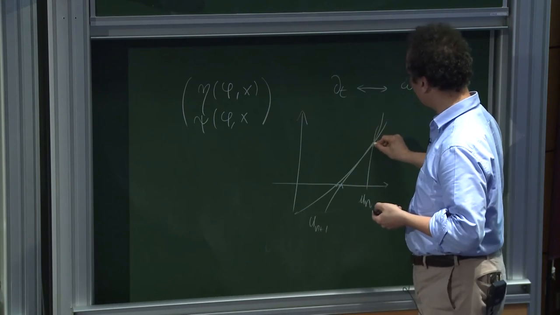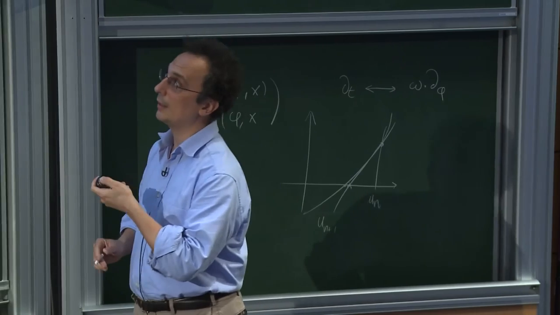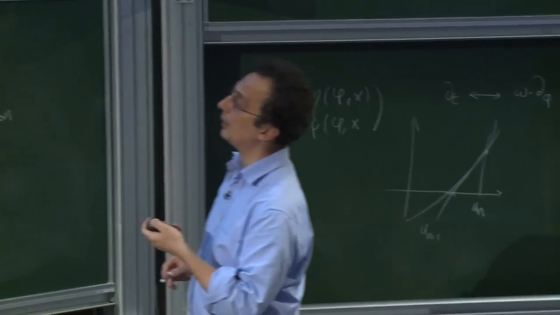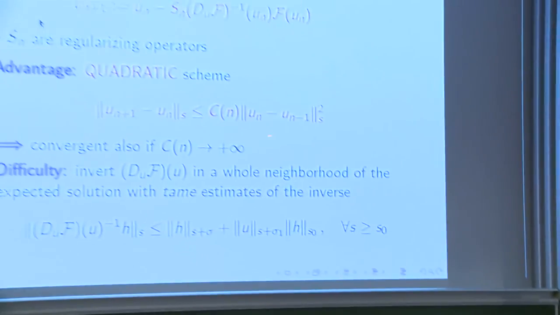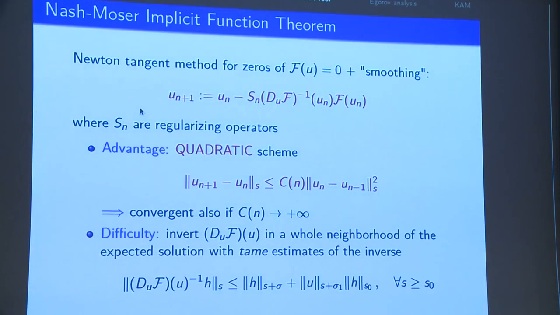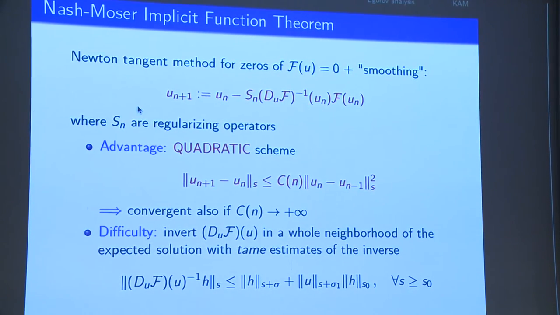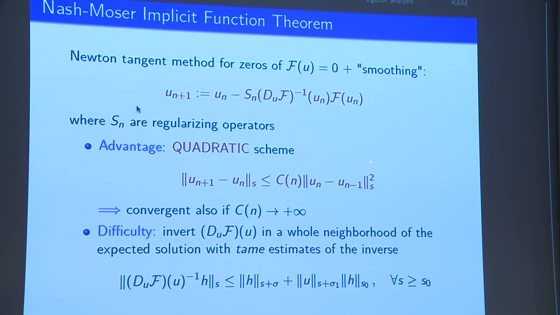But in fact, the advantage of this scheme is, as is well known, that it is a quadratic scheme. So the distance between two successive approximations is less than or equal to the square of the distance between the two previous ones. This quadratic speed of convergence enabled us to compensate for the small divisor difficulties.